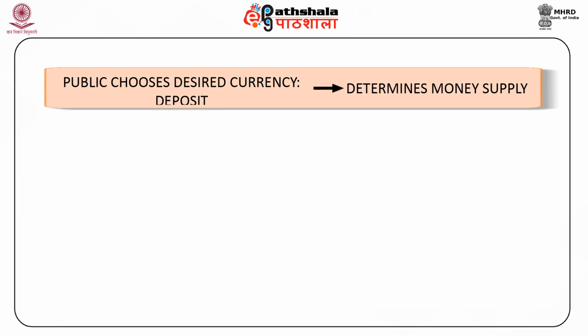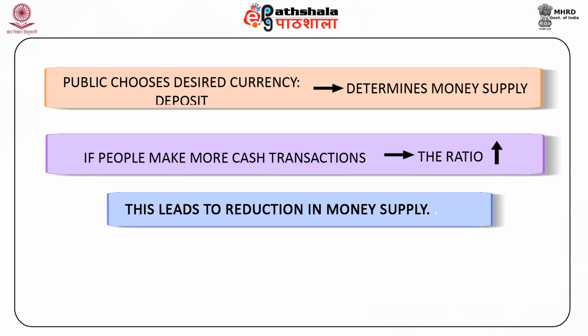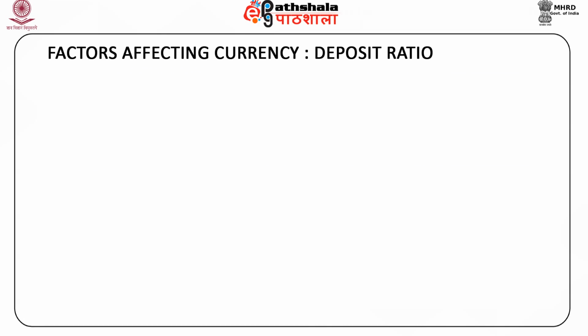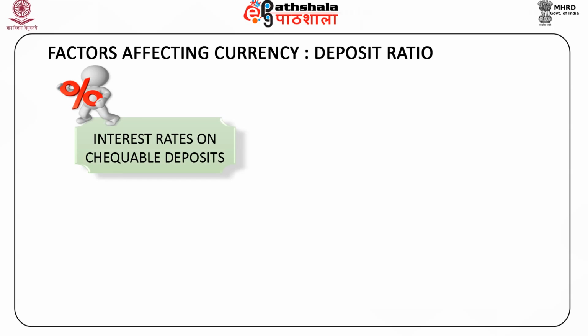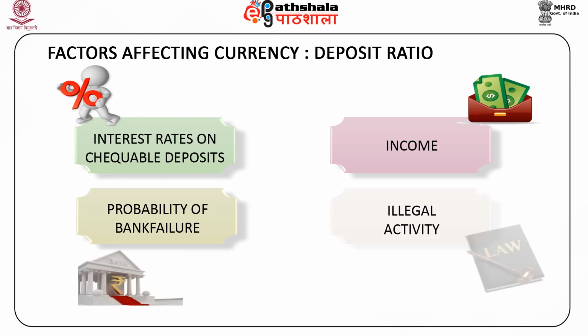The public chooses its desired currency to deposit ratio, which also helps determine the money supply. If people want to make more cash transactions, the desired currency to deposit ratio will increase. This will reduce the complete money multiplier and thus lead to a reduction in the money supply. The factors that might lead to a change in the public's desired currency to deposit ratio are interest rates on checkable deposits, income, the probability of bank failure, and illegal activity.